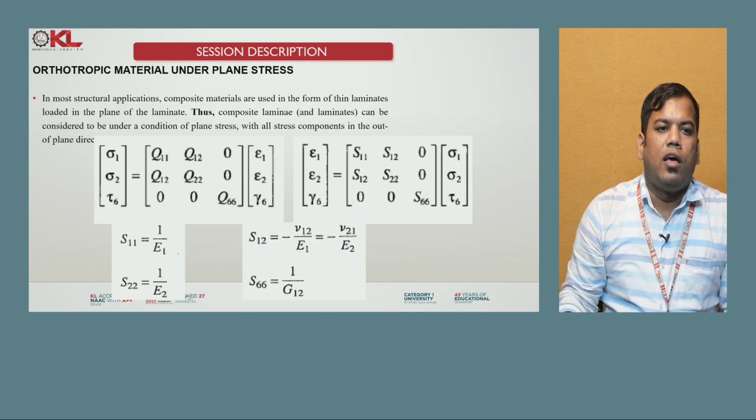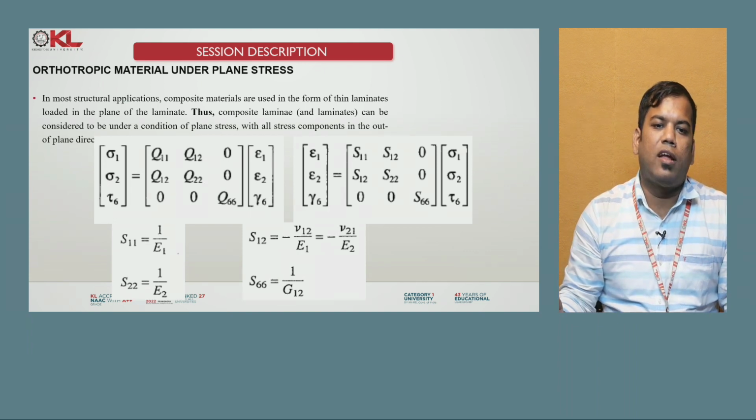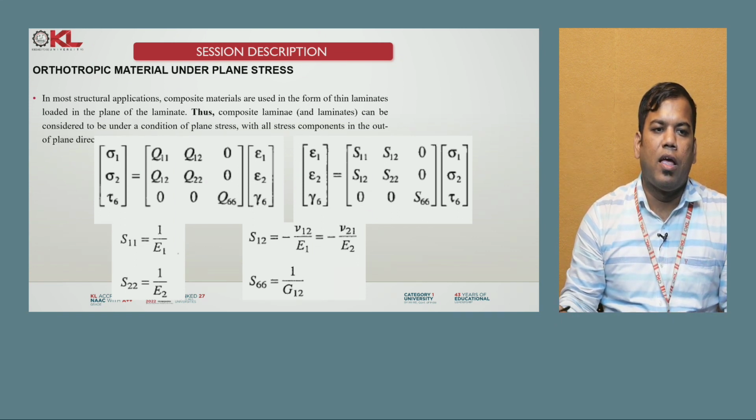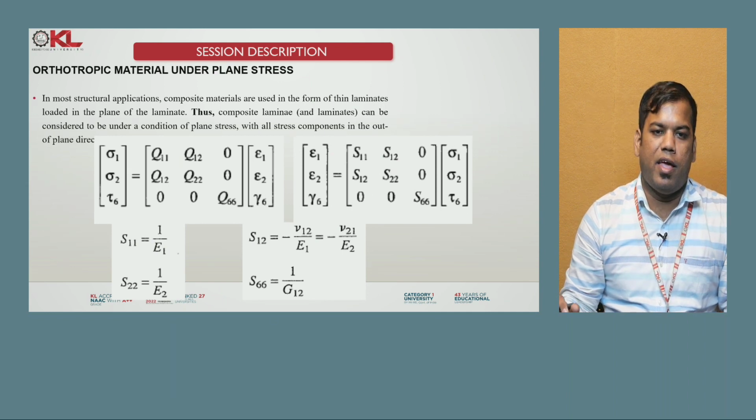Now you see orthotropic material under plane stress. Under plane stress, there is no Z component. In most structural applications, composite materials are used in the form of thin laminates loaded in the plane of the laminate. Thus, a composite lamina or laminate can be considered to be under a condition of plane stress, with all stress components in the out-of-plane direction being zero.